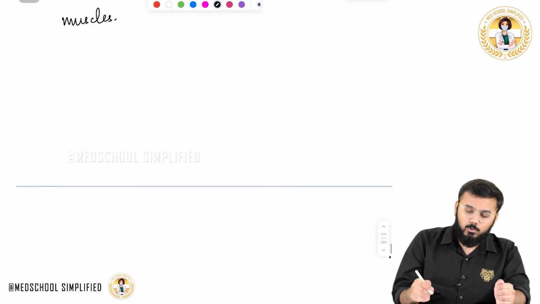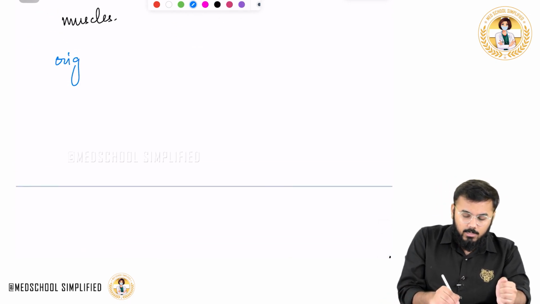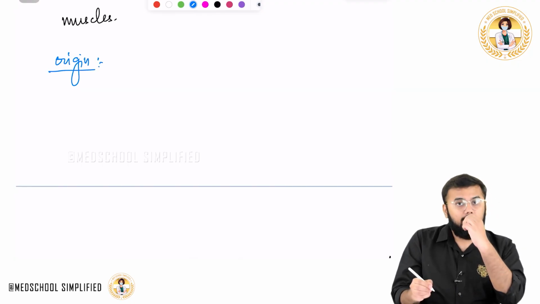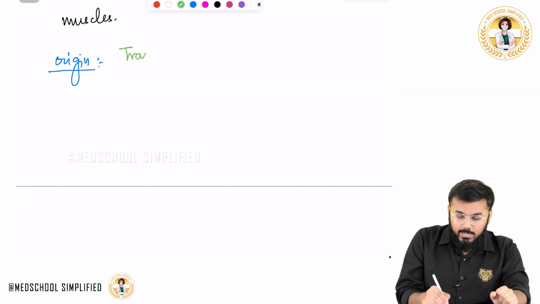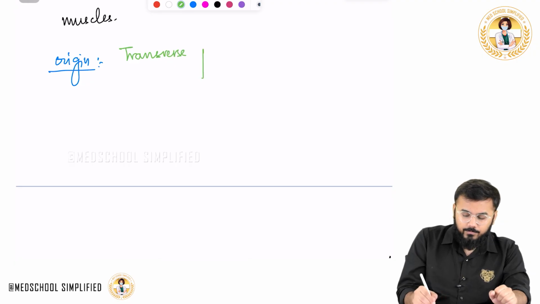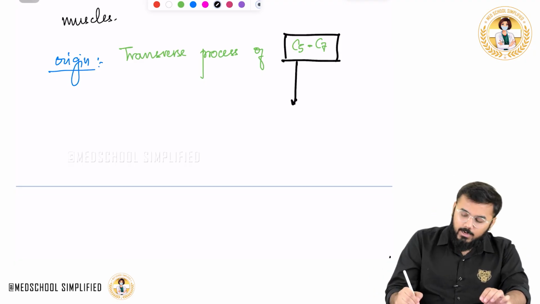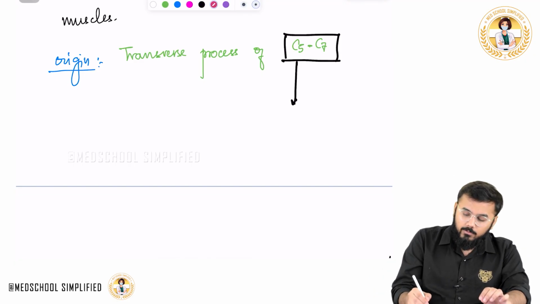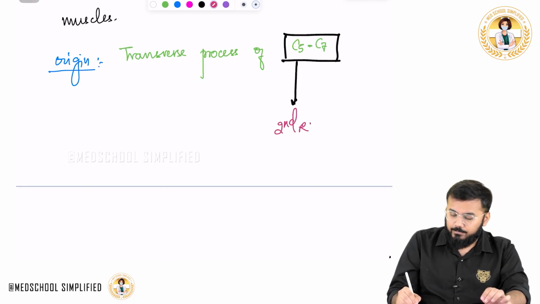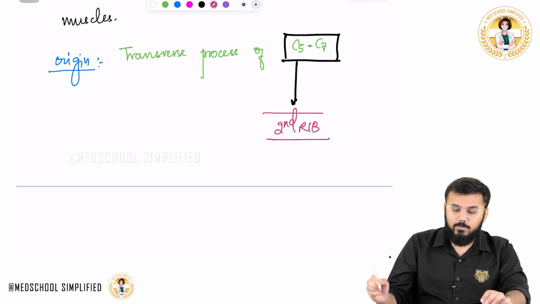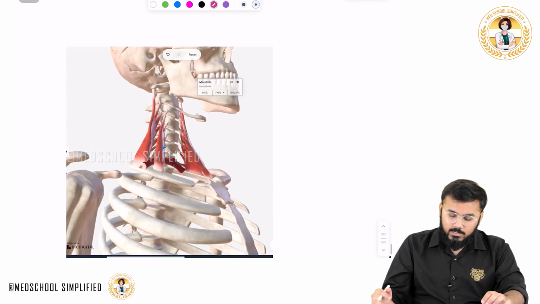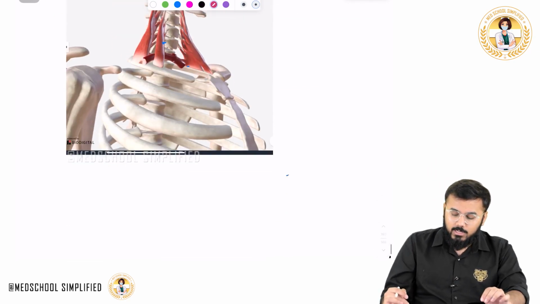Now from where does this posterior scalene originate? Again the same. These muscles originate from the transverse process of C5 to C7. Where are they attached? They are attached all the way to the second rib. So look at this muscle. They are all the way attached to the second rib.